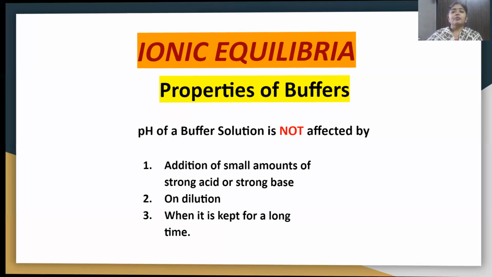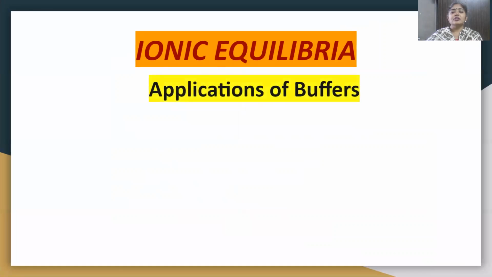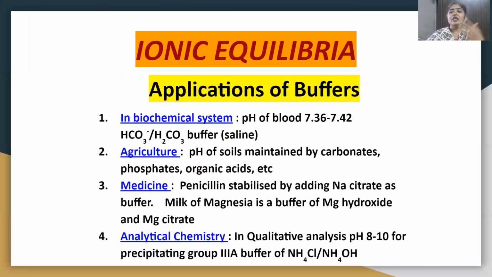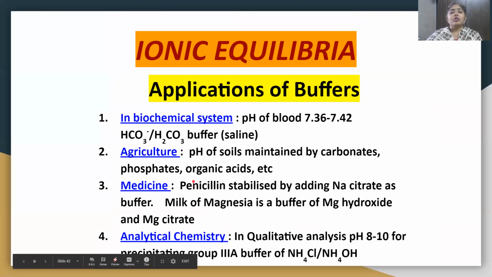Now, why are these buffers so important? You will see that they have got a lot of applications. So one of the major applications is within our own human body, our biochemical system. There are a lot of chemical reactions taking place in our body during various life processes like digestion, respiration, etc. So throughout the processes, the pH of the blood in our body is maintained at 7.36 to 7.42. If the pH changes, then it can lead to various complications. When you're given a saline, the saline is nothing but a buffer of carbonic acid and its carbonate. Okay, so you can have sodium carbonate and carbonic acid as a buffer.